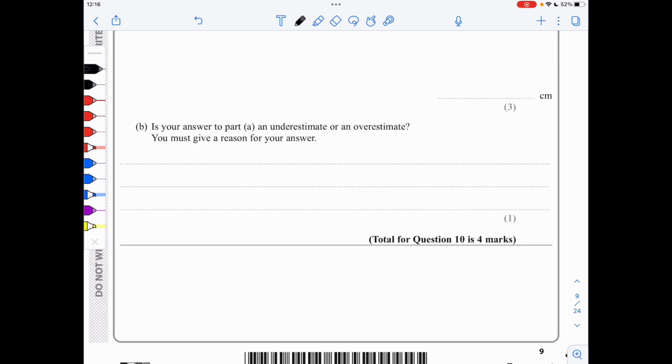In part B, we need to decide whether the answer we just obtained, the 30, is an underestimate or an overestimate, and we need to give a reason to explain our answer. So the answer here is quite simple. Since 900 is less than 901, which was the actual area of each square, then our answer is an underestimate.